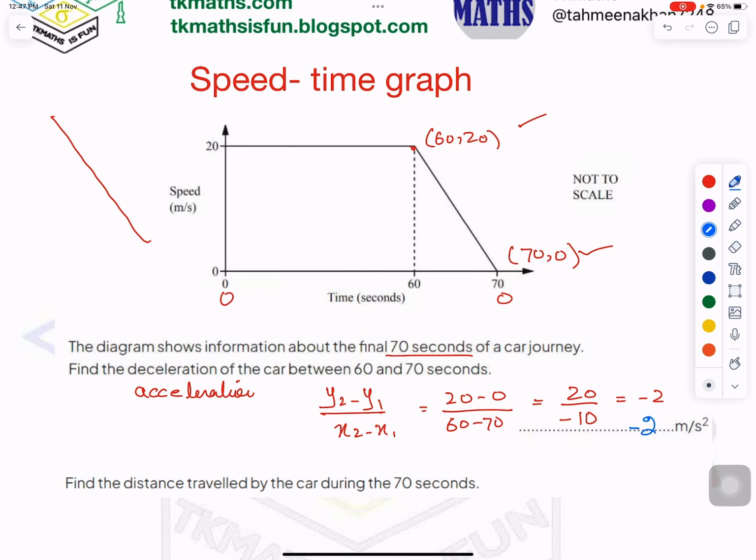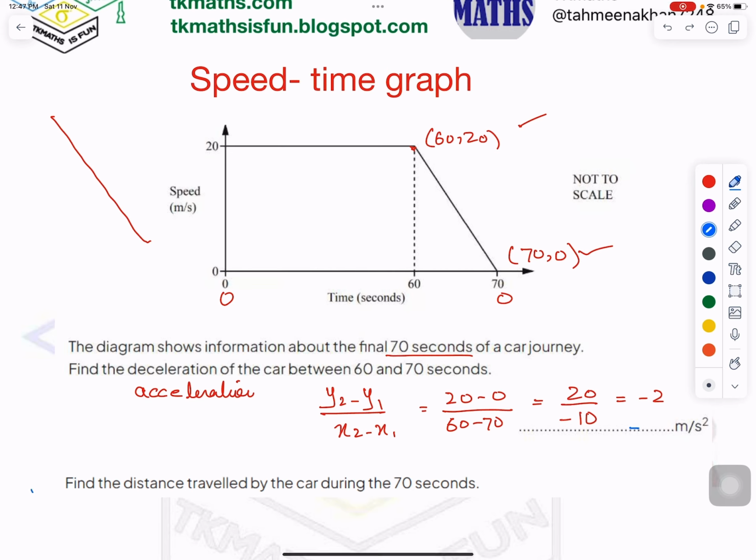If the question says acceleration, then in the graph, there should be a line moving upward. For example, if I take a line like this, and then I take it like this, and then like this, so acceleration is happening here. In this case, there is no acceleration, so we will not talk about it. So the question is asking deceleration.